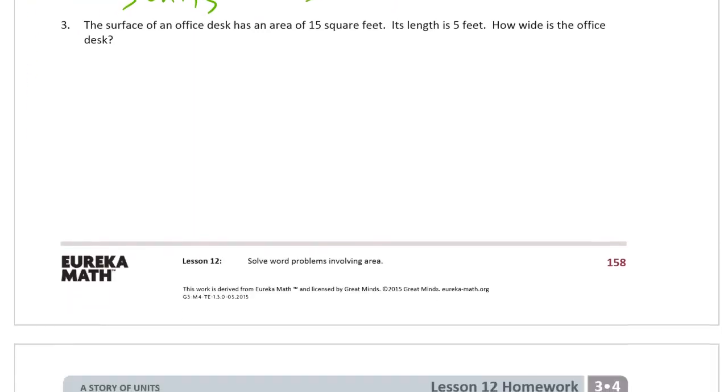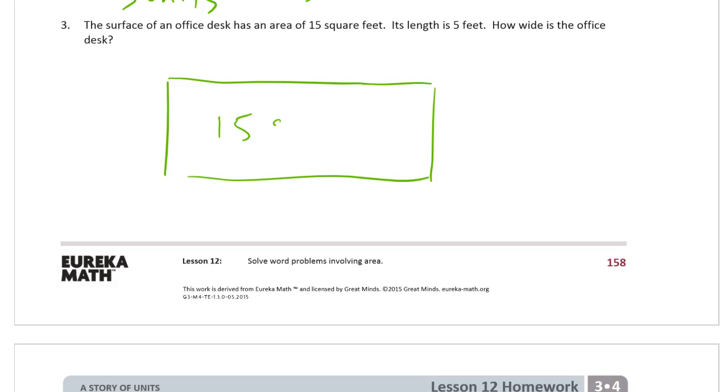The surface of an office desk has an area of 15 square feet. Its length is 5. How wide is the office desk? So this is one of those puzzles where we have a rectangle. We'll think of it as a rectangular office desk. Most of them are. That we know the area is 15 square feet. And length is 5 feet. How wide is the desk?